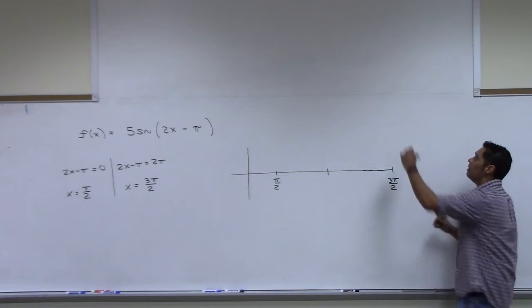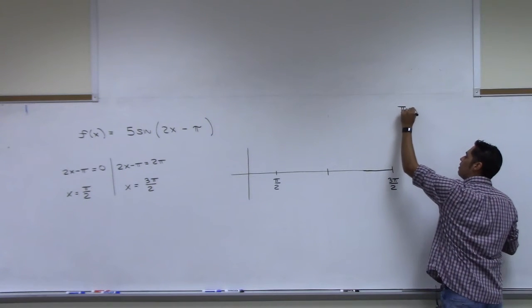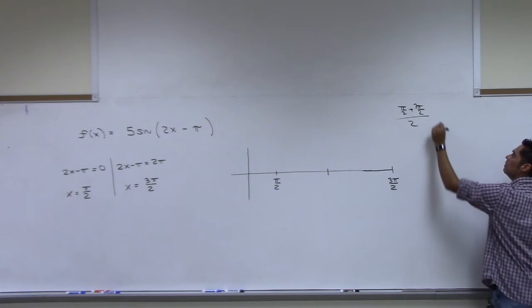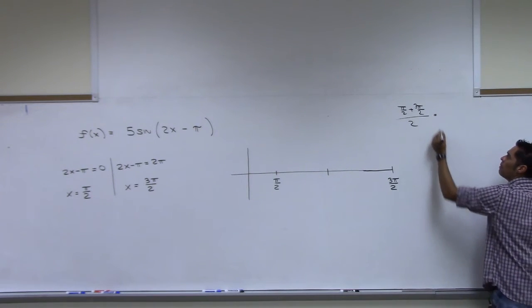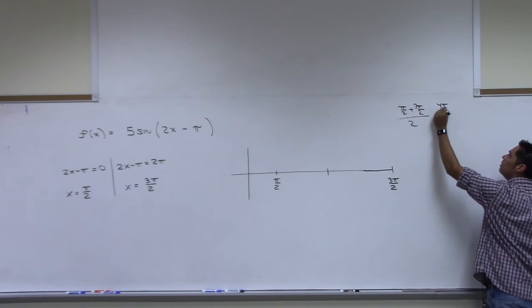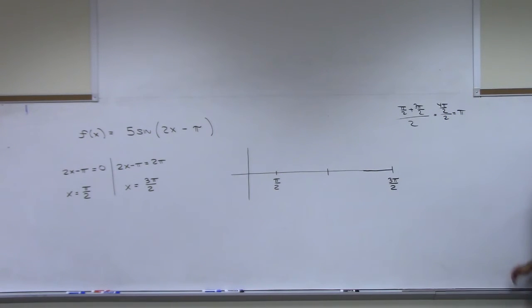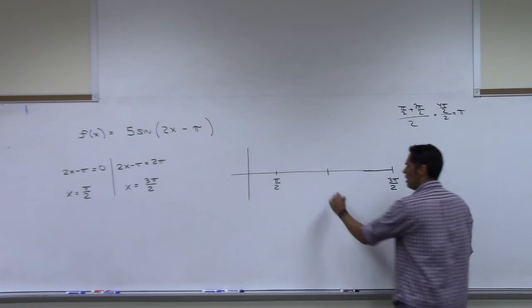So let's add them up. What's pi over 2 plus 3 pi over 2, all of that over 2? So what is it? 4 pi over 2 over 2, that's going to be just pi. So halfway is pi. Maybe you could just look at that and see that, but I'm just showing you the mechanical part of it. If it's not obvious, this is pi.